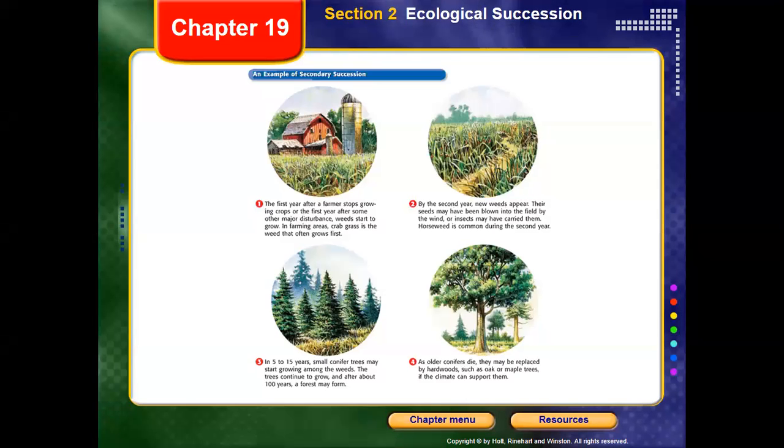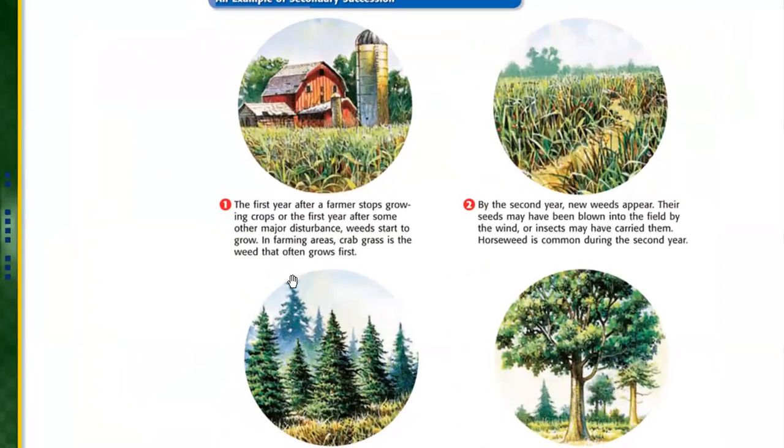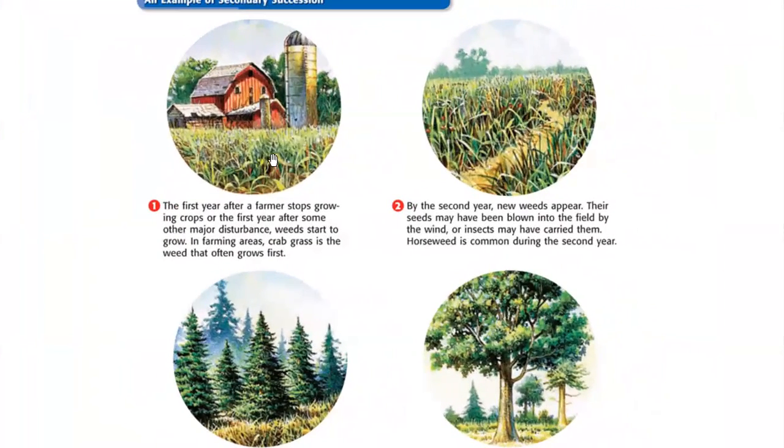So here, if you can see this example of secondary succession, could you see the pictures, guys, or is it small? Should I maximize it a little, like this? So as you can see, in the first year after farmers stop growing crops, or the first year after some other major disturbance, maybe wind or whatever, weeds start to grow in farming areas, and crabgrass is often the first to grow.